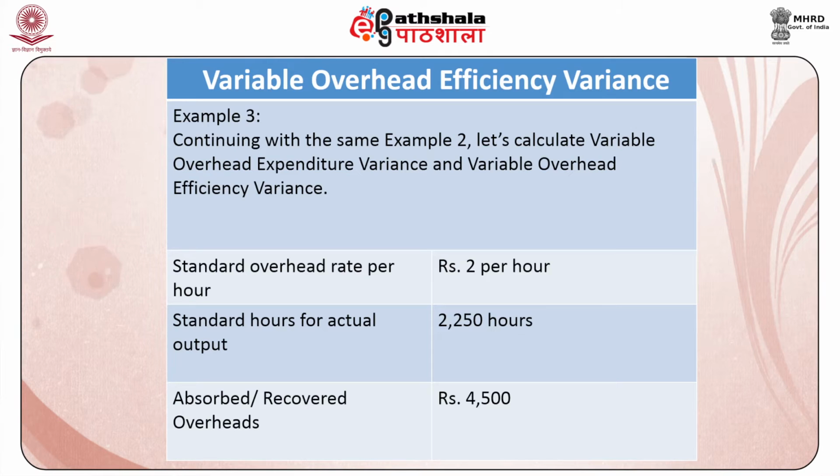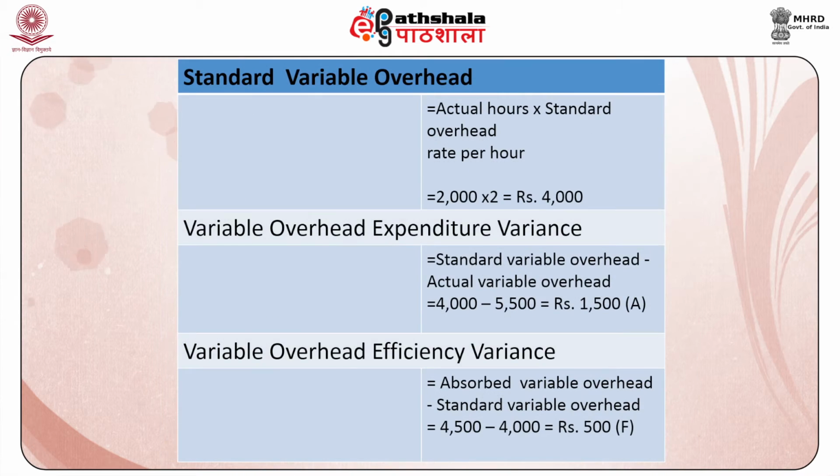We know that standard overhead rate per hour is rupees 2 per hour as calculated. Standard hours for actual output are 2250 hours as calculated above. Absorbed or recovered overheads came to rupees 4500. Standard variable overheads will be equal to standard hours into standard overhead rate per hour. Substituting the figures, we get 2000 into 2, that comes to rupees 4000. Variable overhead expenditure variance will be equal to standard variable overhead minus actual variable overhead. Taking the solution, we got 4000 minus 5500 comes to 1500 rupees, which is adverse.